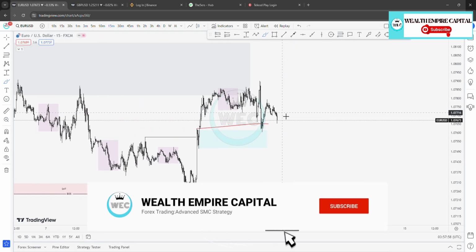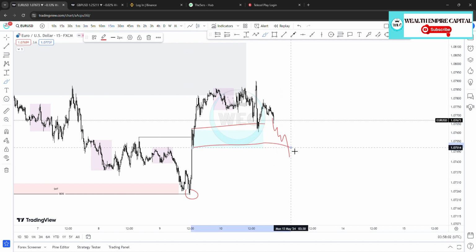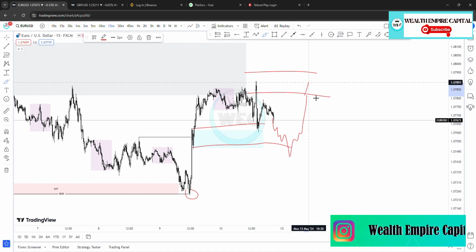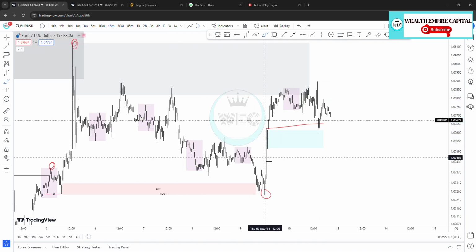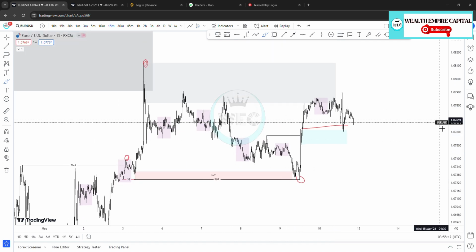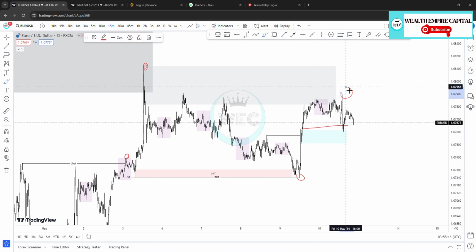Or better still, we can wait for price to do something like this, break this, pull back, then we can look for a drop to the downside. Okay, so these are the possible scenarios. I'm going over once more. Intraday, we are bearish. We've tapped into this. We've had a confirmation over here, but within this internal structure, we have this obstacle over here.